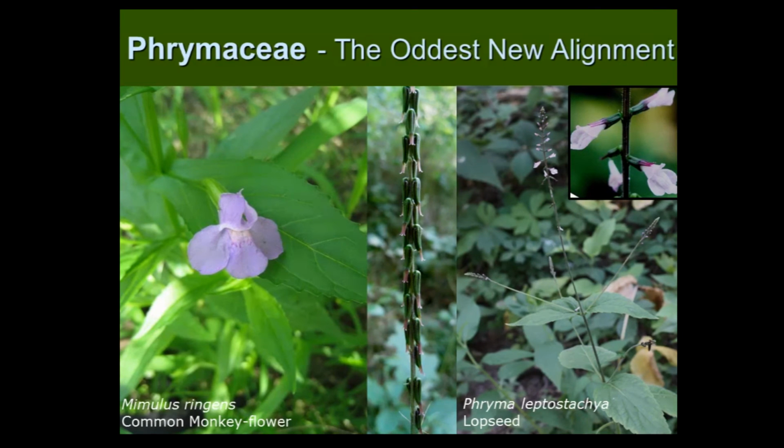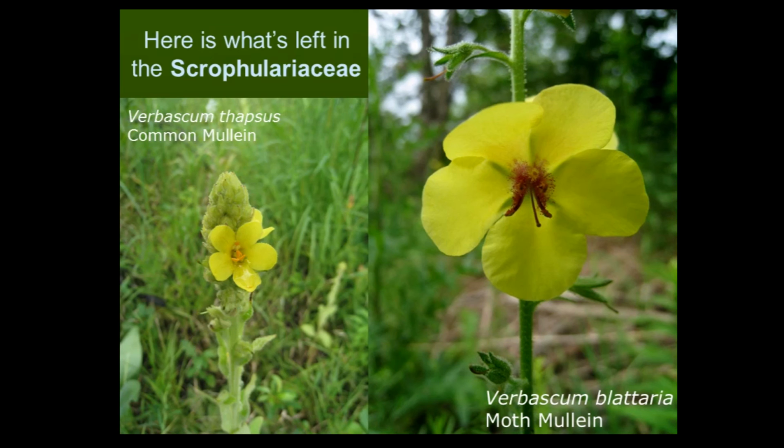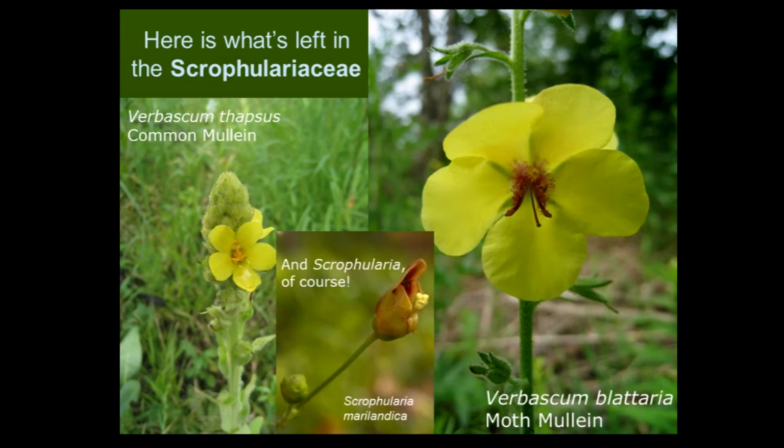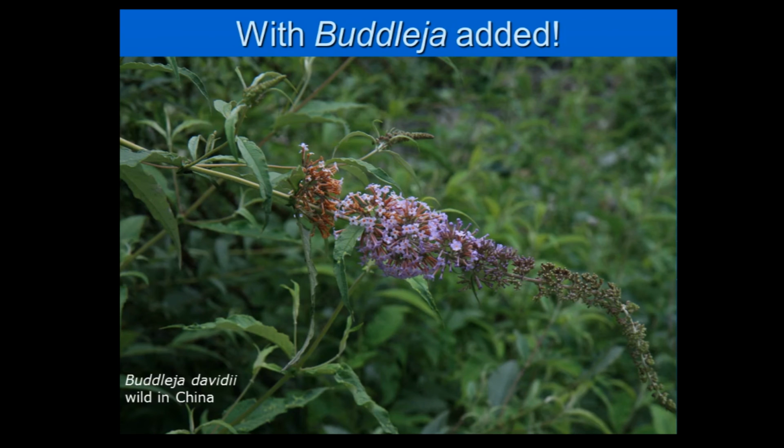This is the oddest thing. Monkey flowers and our eastern woodland lopseed. You know, who would have ever thought? Their fruits are so dramatically different. On the other hand, if you look at the flowers, that doesn't look that different. And the leaves look kind of the same too. So that's okay. That's a pretty odd alignment.